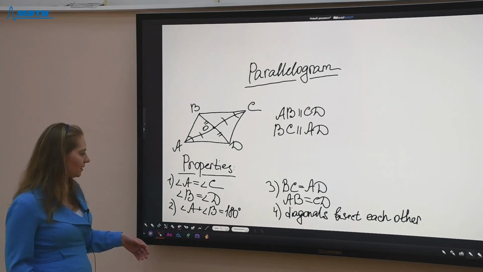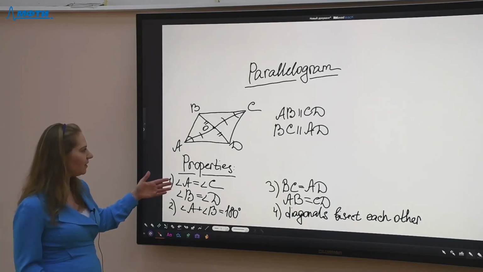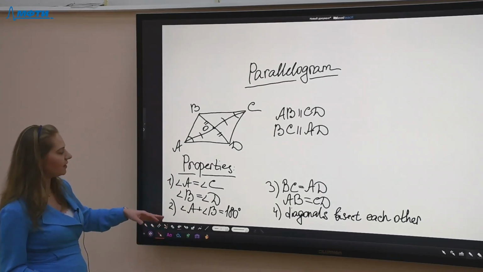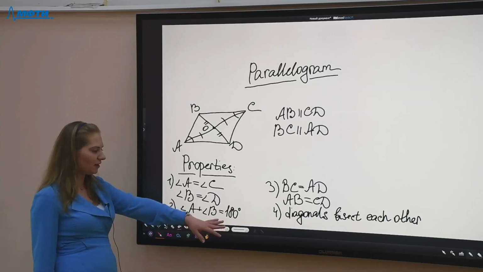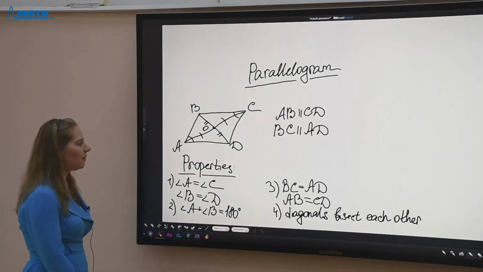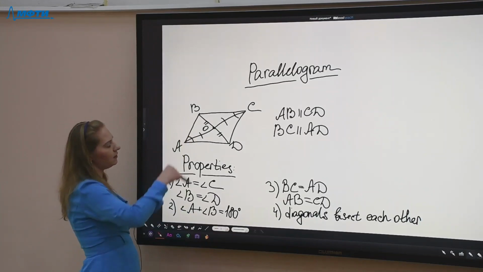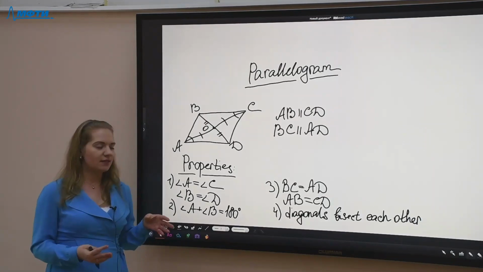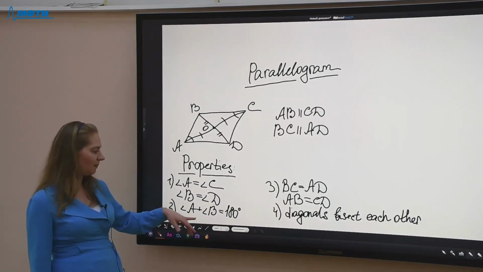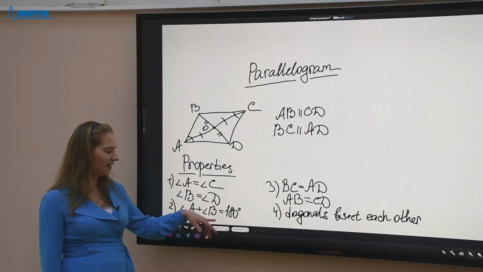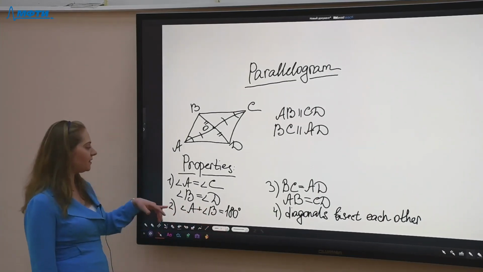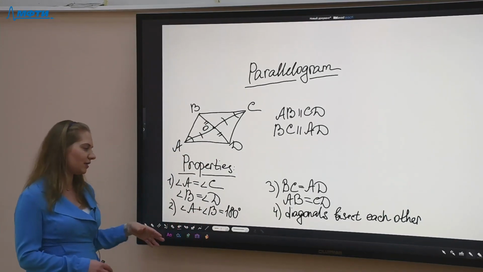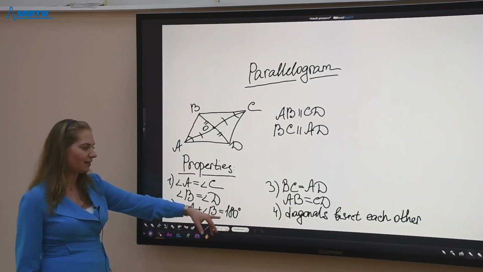Or we can use these properties that opposite angles are equal. Or we can use these properties that consecutive angles are 180 degrees together. By the way, the sum of angles in a quadrilateral is 360 degrees. So if we have that angle A plus angle B is 180 degrees, it means that angle C plus angle D is also 180 degrees. So we can just check this fact.